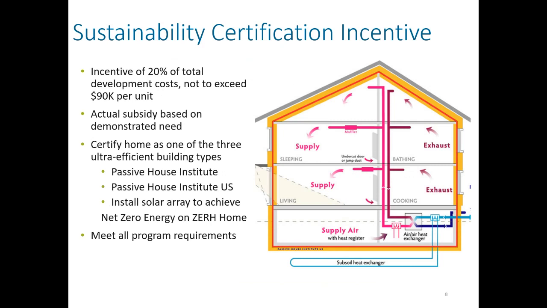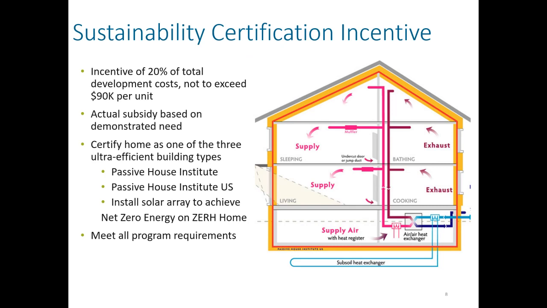So this was an incentive that we did offer last year, but after some market study, realized that in order to really incentivize sustainable and ultra efficient building designs, we needed to increase the incentive. So this year, City Council approved an increase of the incentive to 20% of total development costs on a project. And if you're new to development, I'll walk through what that looks like in the pro forma. Not to exceed $90,000 per unit.